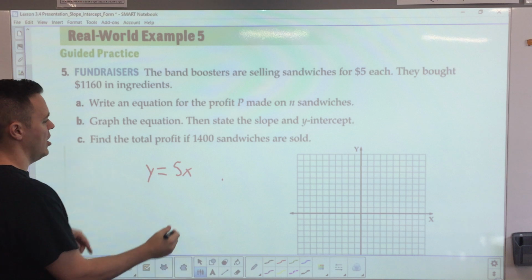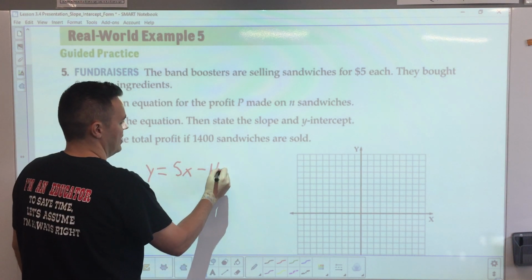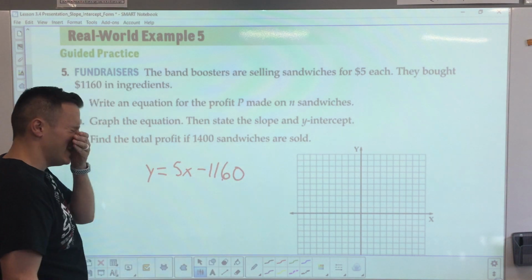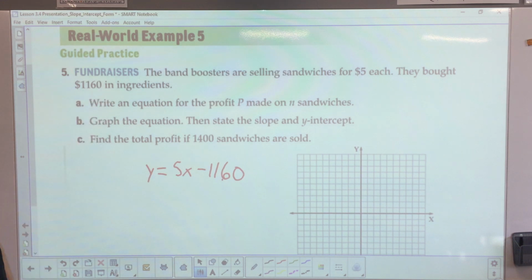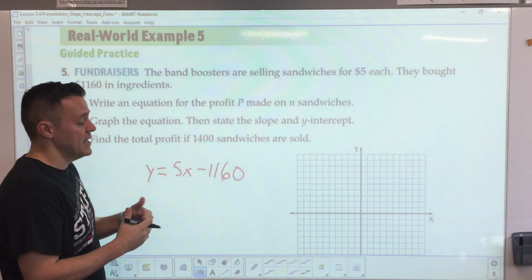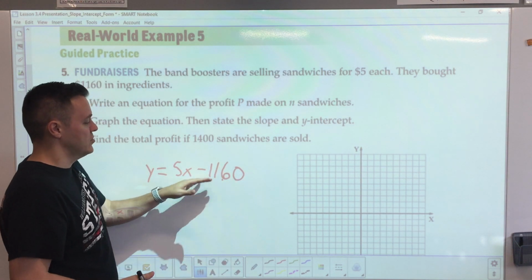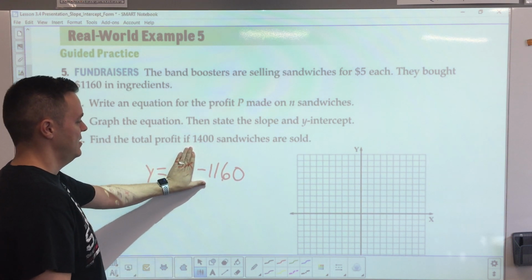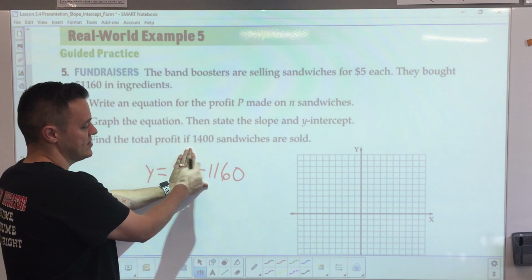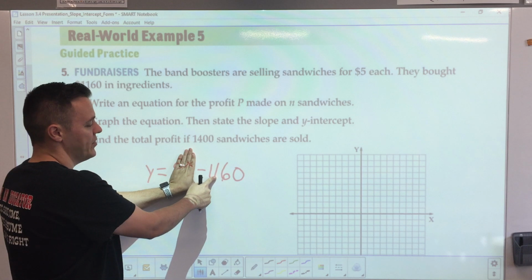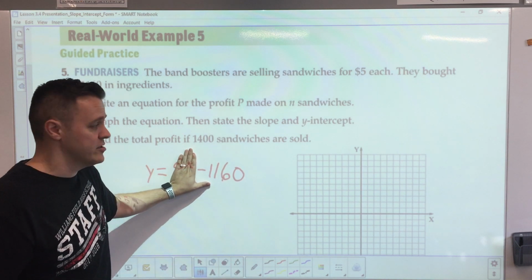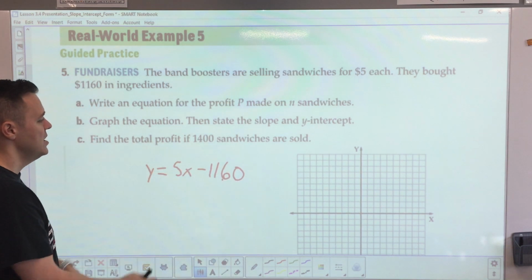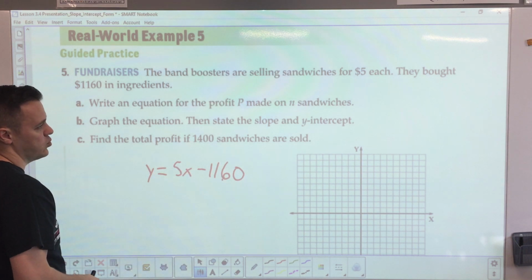But they bought $1,160 worth of ingredients. So before they actually make a profit, they're in the hole. So if they didn't sell any sandwiches, what would be their total loss? Negative 1,160. Hopefully you guys can understand that equation, how I set it up. Here's the equation. What is the y-intercept?